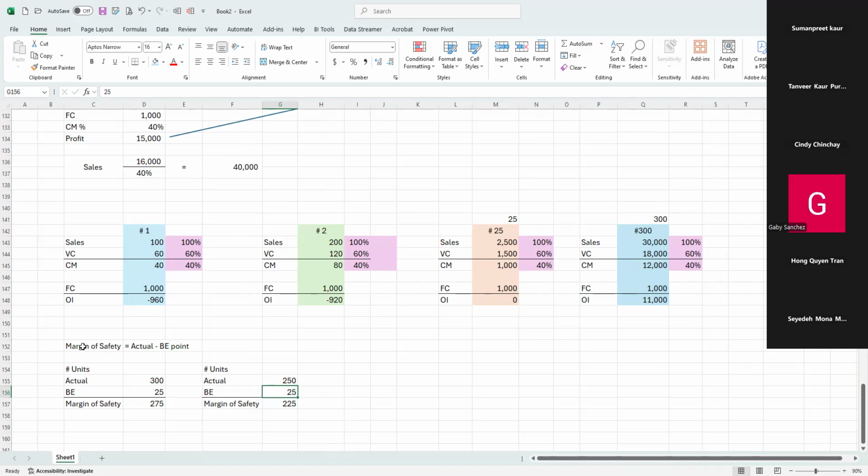Yes. Now, the margin of safety also can be measured by sales. And again, what are we gonna have? Actual sales and sales at the break-even point. How much are my actual sales right at this moment? $30,000. How much are my sales at the break-even? $2,500. How much is my margin of safety now?